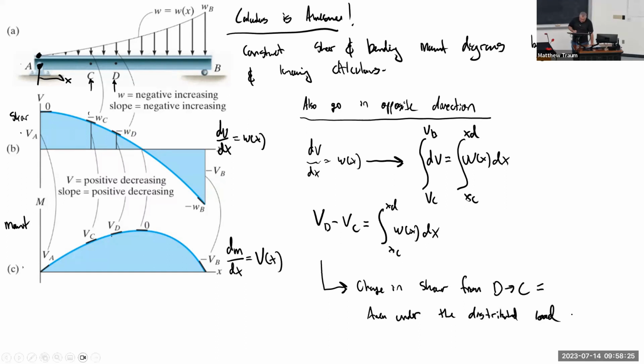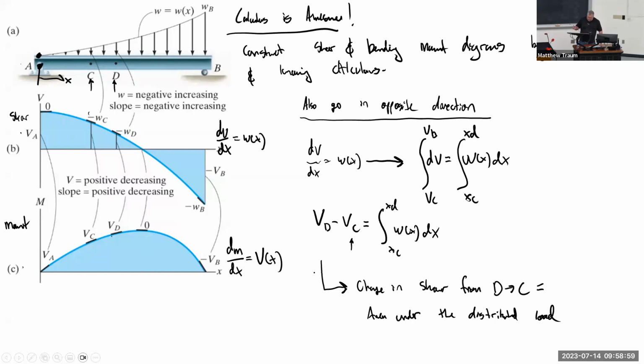Again, the goal here is to give you a tool set to figure out how to construct these diagrams without going through all of the steps that you learned in statics. This is a very powerful tool because if you know the value of shear at one spot and you know the loading on the beam, you can use this equation to get the value of the shear at another spot. And you can use that extra spot where you know the value to start constructing key points of the diagram.